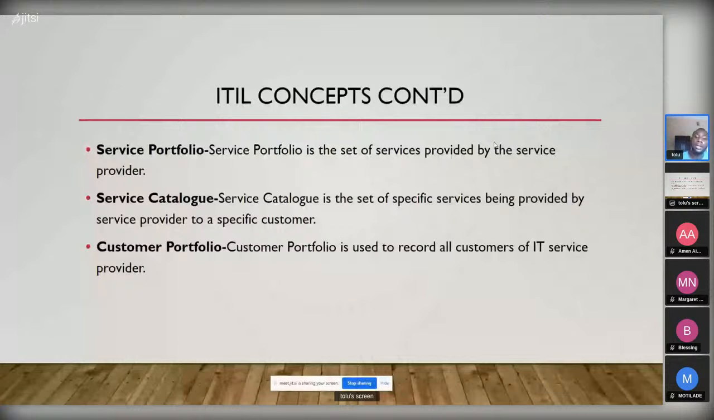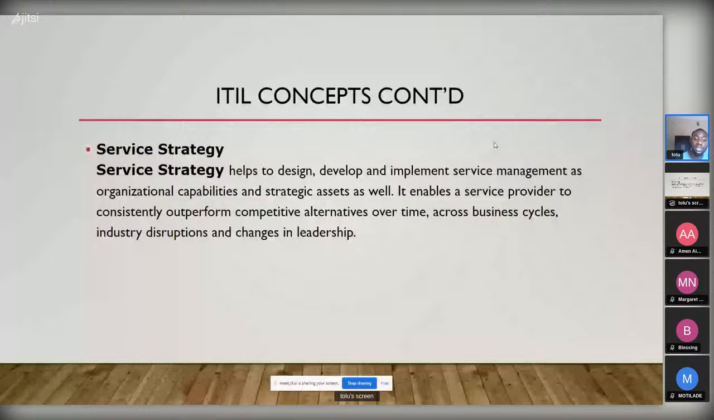Then with the concept, we have service strategy. Service strategy helps to design, develop, and implement service management as organizational capabilities and as a strategic asset as well. It enables a service provider to consistently outperform competitors over time, across business cycles, industry disruption, and changes in leadership. So service strategy just helps you develop and implement service management.